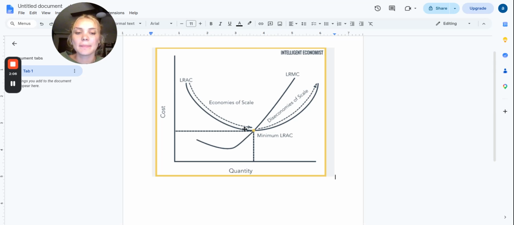Economies of scale is important because it helps businesses reduce costs, become more efficient, and often provide lower prices for consumers.